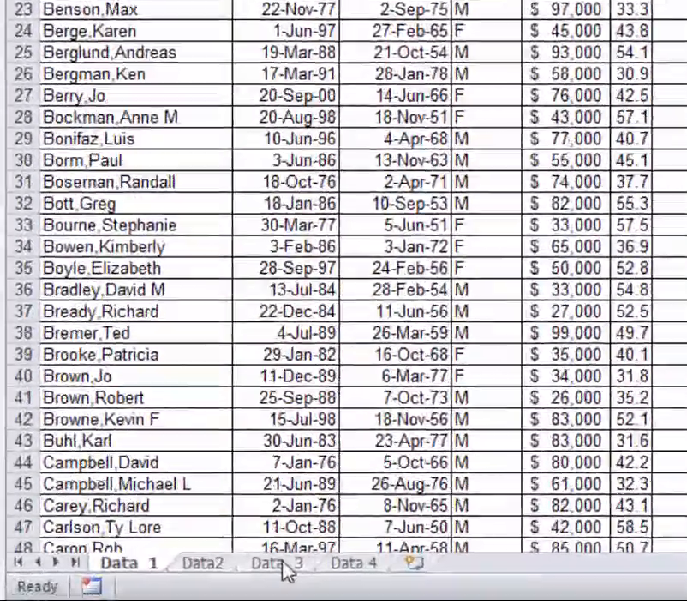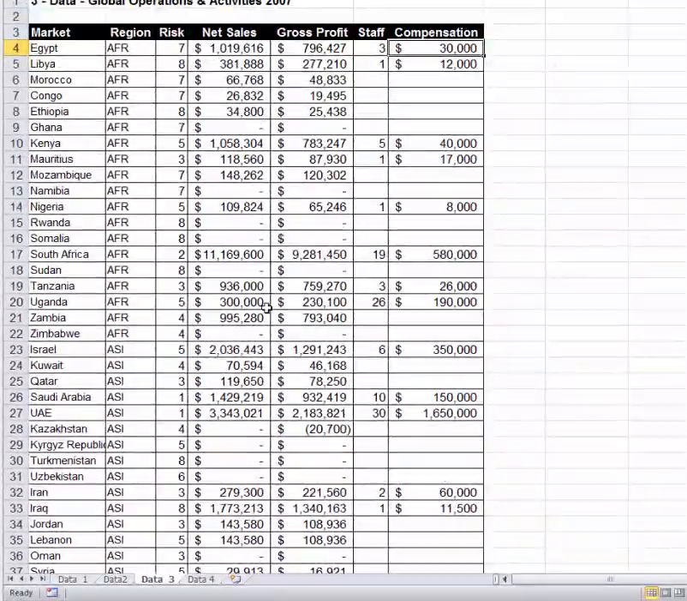Now let's go to the Data 3 tab and calculate profit margin. Now here we have individual countries, different regions, risk codes, their sales, and their gross profit. And if you remember, profit is actually sales minus cost of goods sold. And cost of goods sold would include the direct material cost that goes into a product, direct labor costs that are directly associated with production, and certain amounts of overheads.